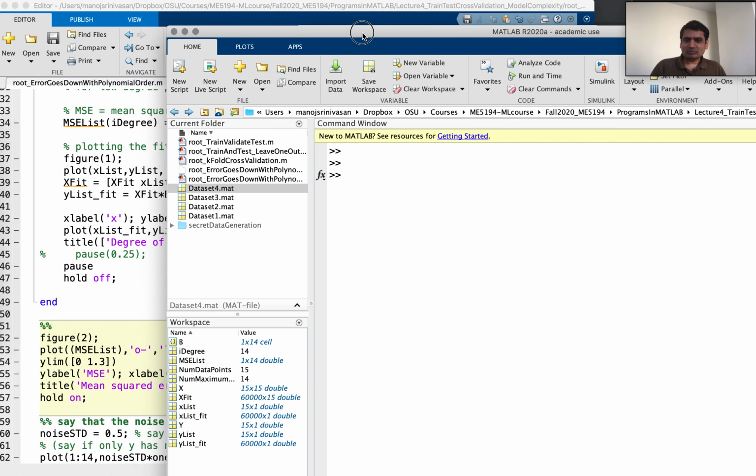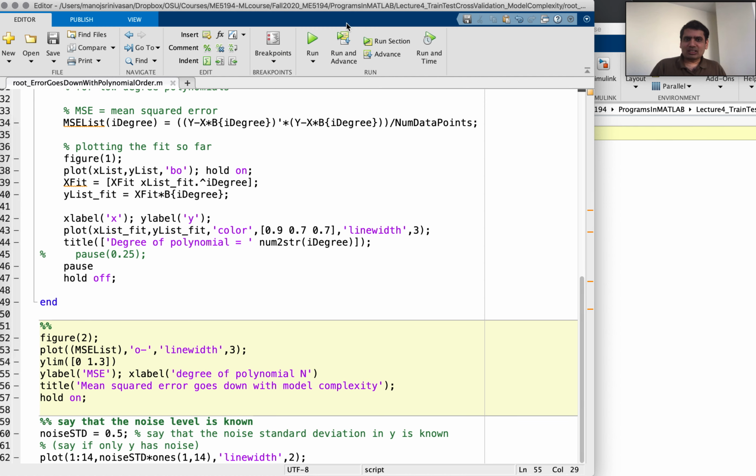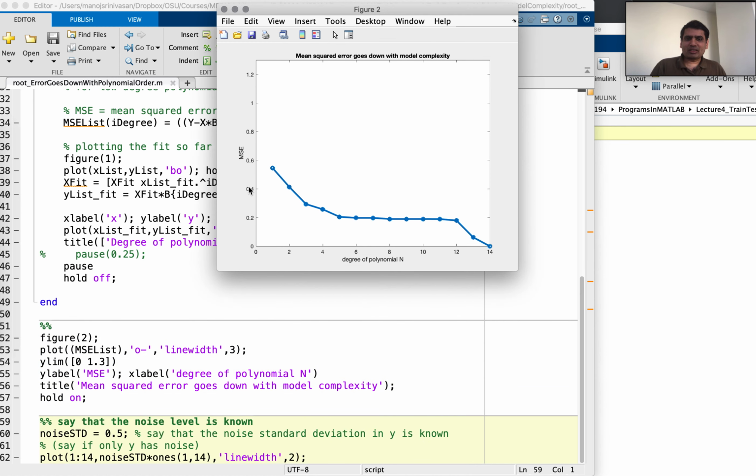In any case, we can then plot the mean squared error. The mean squared error eventually goes to 0 if we have enough coefficients, equal to the number of data points that you're trying to fit. You can essentially make the polynomial go through every data point, right? So you've seen that. How should we pick the optimal degree of the polynomial?